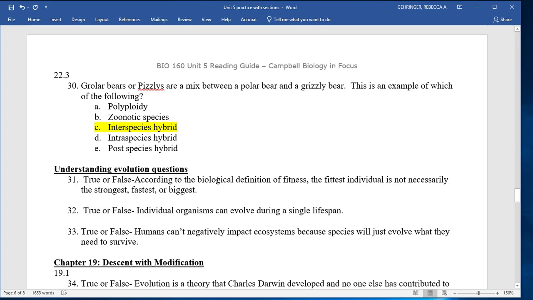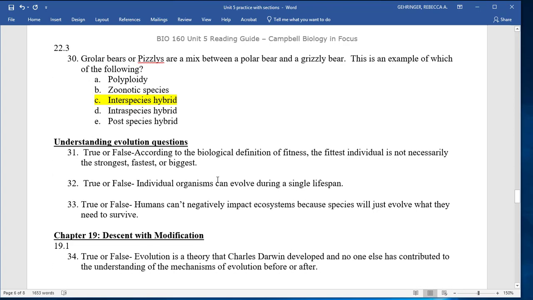All right, so then 31, according to the biological definition of fitness, the fittest individual is not necessarily the strongest, fastest, or biggest. That's correct, because with the biological definition of fitness, what are we looking at? We're looking at the ability for the organisms to contribute their genetic material to the next generation. A lot of times when we talk about survival of the fittest, that's kind of an excuse for people to be mean or rude to each other. But biologically speaking, fitness is a measure of reproductive success. It's a measure of the likelihood for your genotype to be in the genetic material of the subsequent generation.